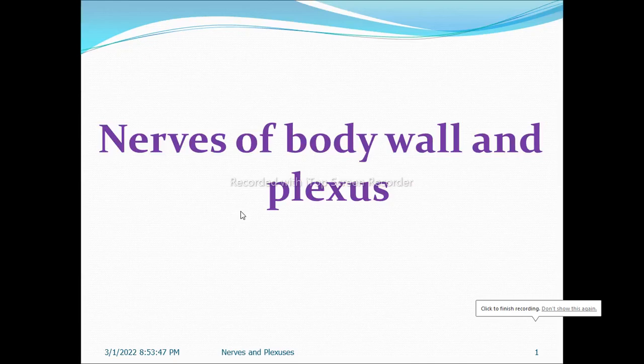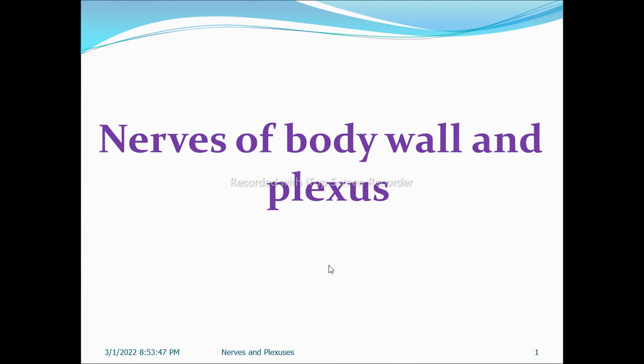Today we will see about the nerves of the body and plexuses. So we will discuss this. In this chapter, we will see about all four types of plexuses, and where each plexus emerges from will also be discussed. So we will see nerves of the body, like thoracic nerves, and plexuses in this way.